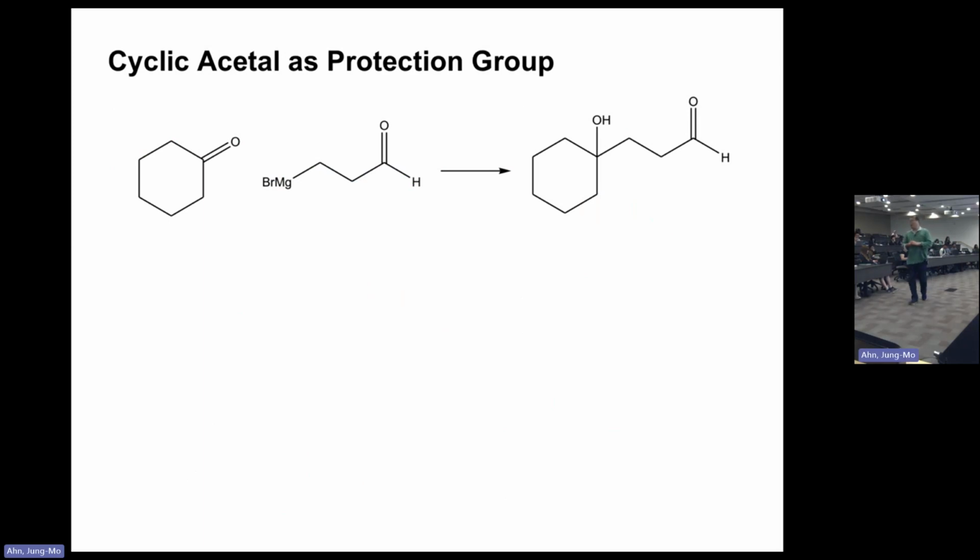Cyclic acetal. Why do we care for the organic chemistry? It's explaining. Think about these reactions. You have a Grignard. You got Grignard. That carbon is a nucleophile. And then you have a carbonyl.